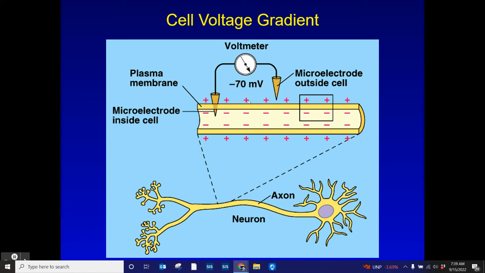But when those sodium gates open up, that voltage difference is going to reverse itself, okay? And that's what's going to happen. And again, we'll talk about that when we get into Unit 4.